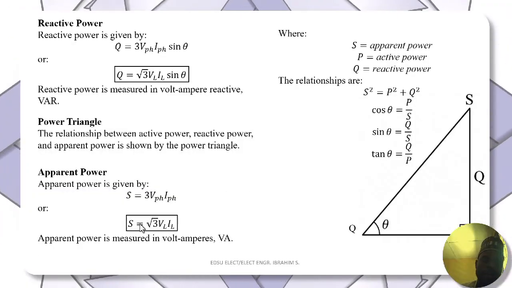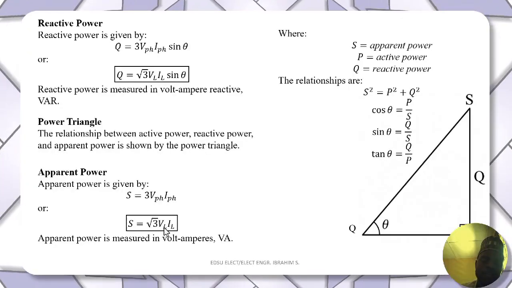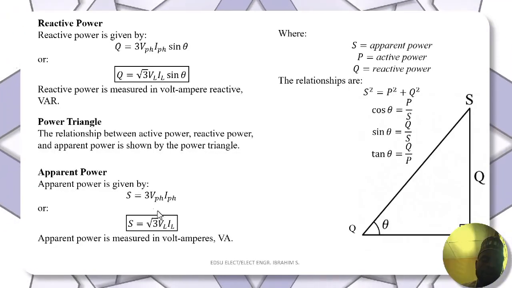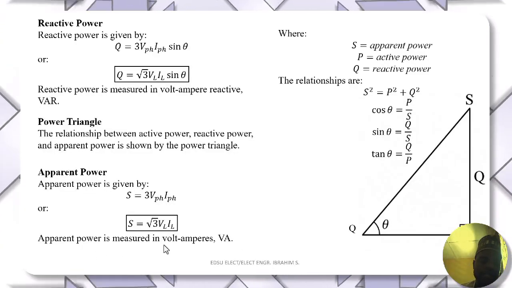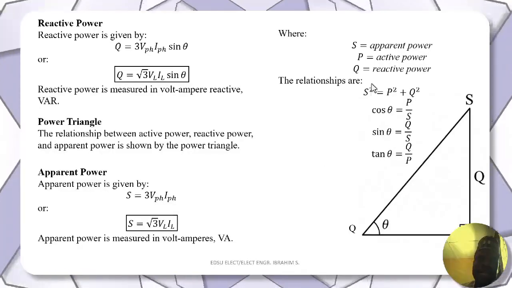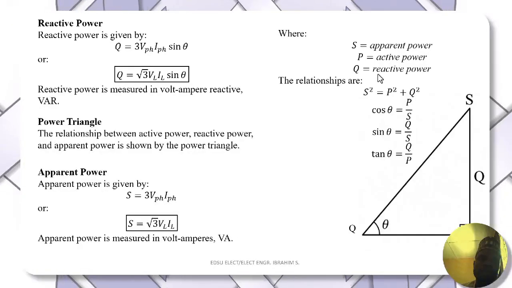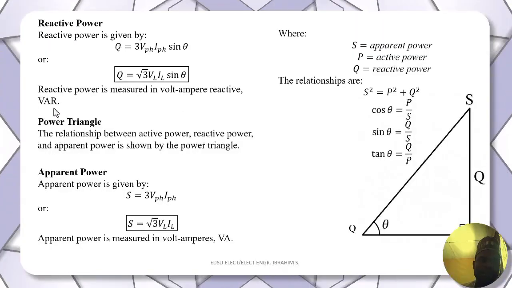Now our apparent power is root 3 of our line voltage and line current. The apparent power is measured in VA, our real power is measured in watts, and our reactive power is measured in volt-ampere reactive, or VAR.